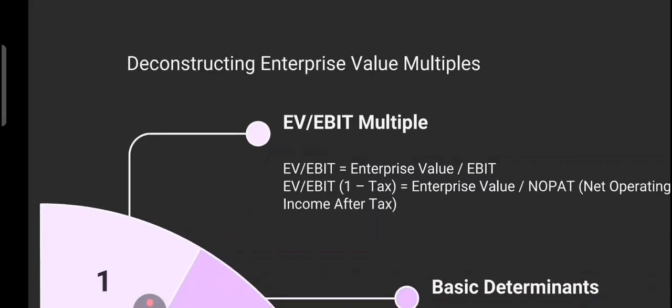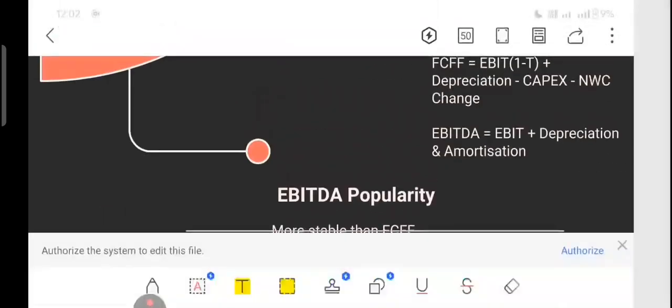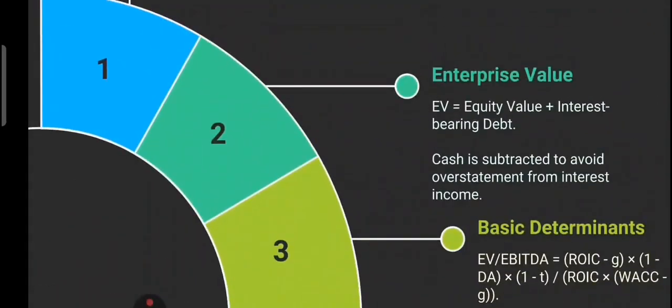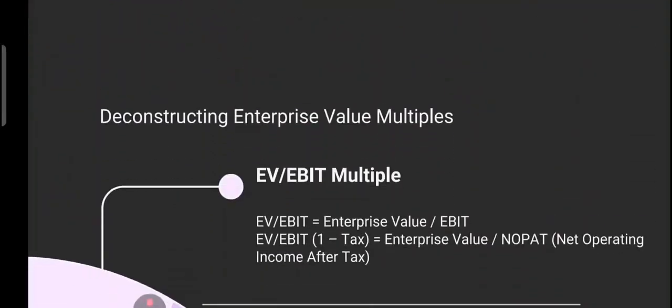Now let's look at the next point. That is what we have: EV upon EBIT. So the formula for EV upon EBIT, in the numerator we write the enterprise value, and in the denominator we divide by the EBIT. Enterprise value, how to calculate, I already told you in the previous slide. Let me again take you back there, right? So here we find the equity value plus interest bearing debt minus cash. That is called enterprise value, right?